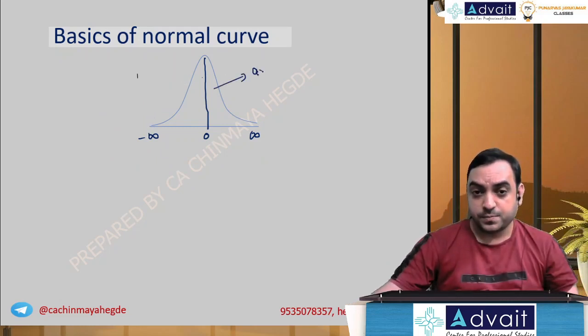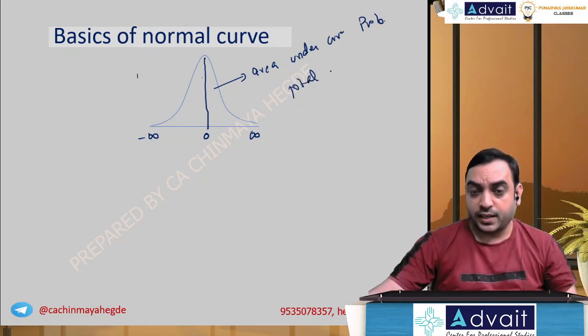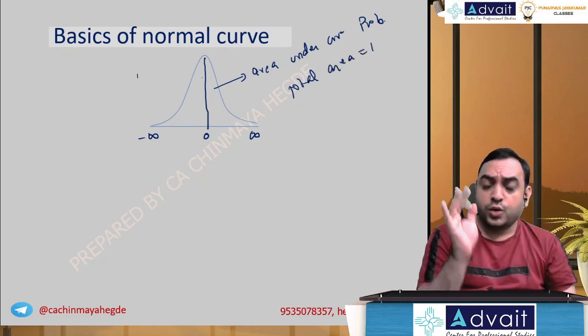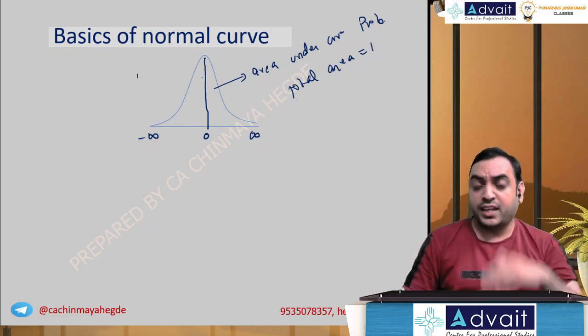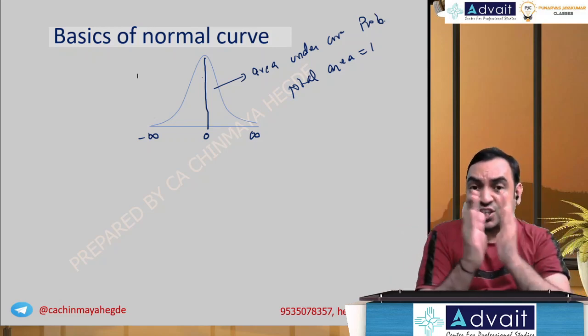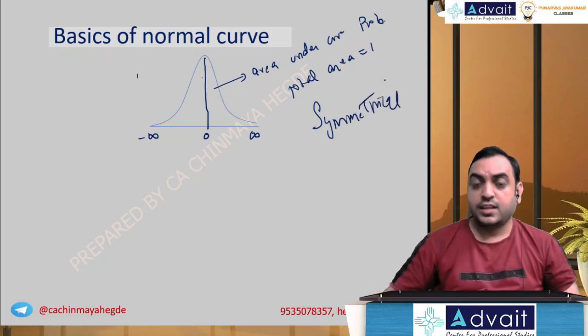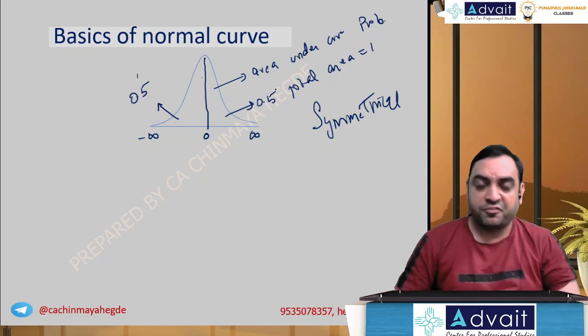So area under the curve is probability. So what is the total area? Total probability. So the total area is 1. And it has one important property called the symmetrical property. What is the symmetrical property? The left side and right side are reflections of each other, and in fact the left side of the curve covers 50% of the area, 0.5, and the right side of the curve covers 50% of the area, 0.5.